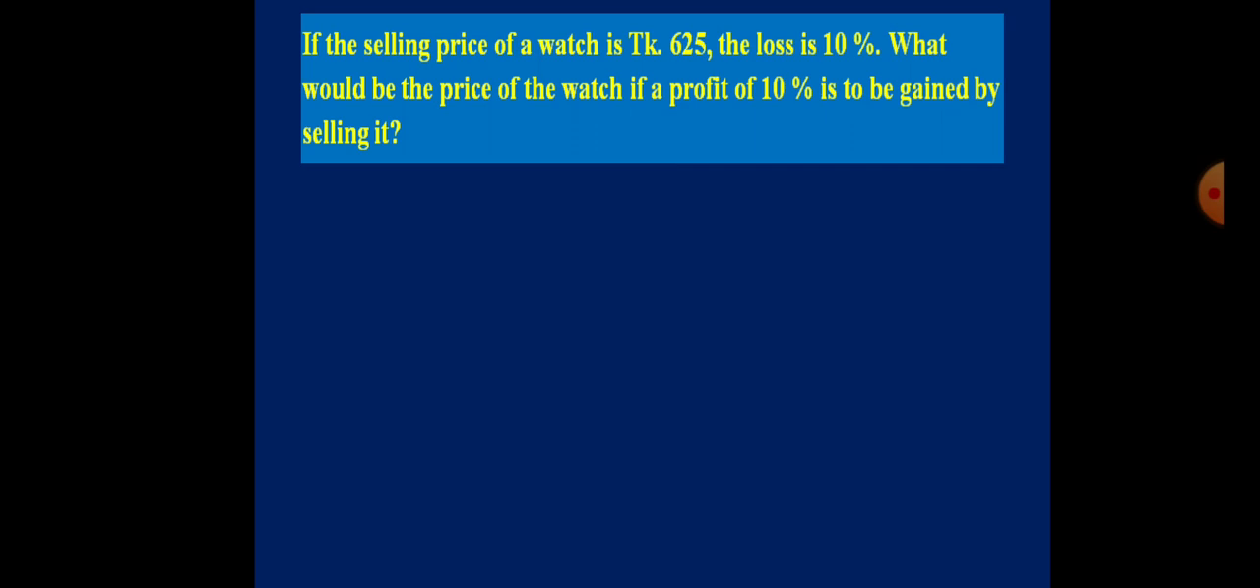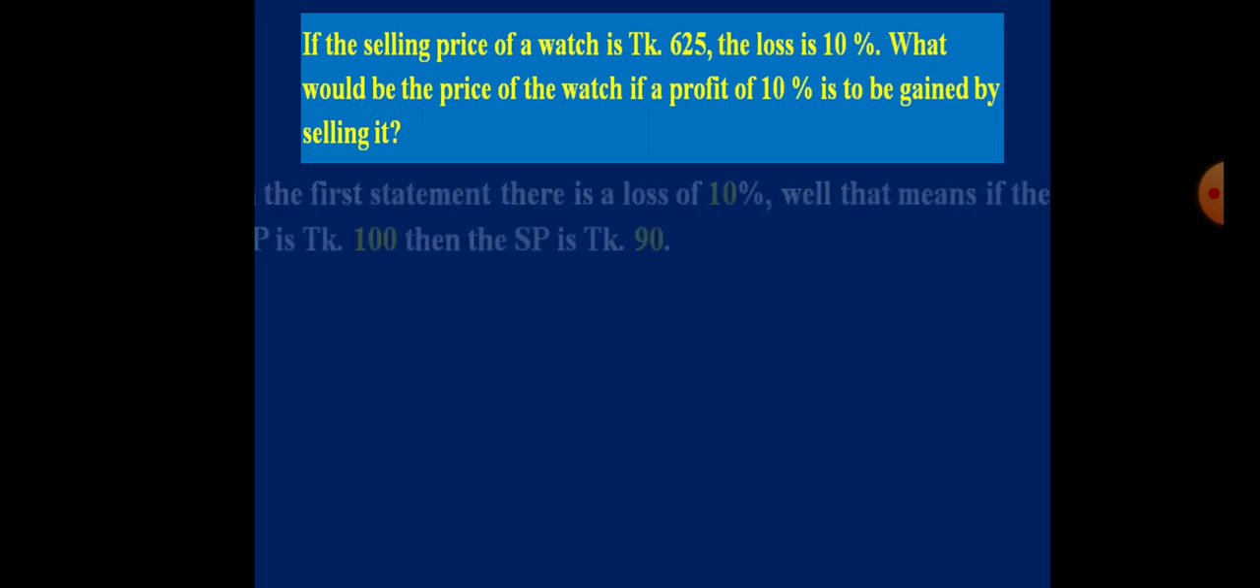Okay, in the big way, we will divide our problem into two different lines. Here in the first line, we have a loss of 10% and the selling price is given. So we will find the cost price from the first line and we will use that cost price in the second line to get the selling price. We actually need to find the selling price, the price at which we must sell to get a 10% profit. So we need to find the selling price from the second statement. Okay, so students, let us see this in action.